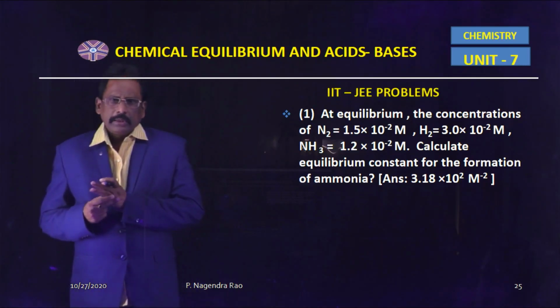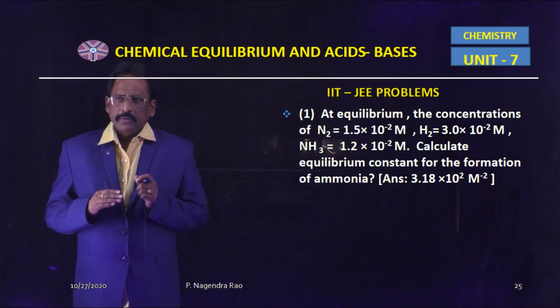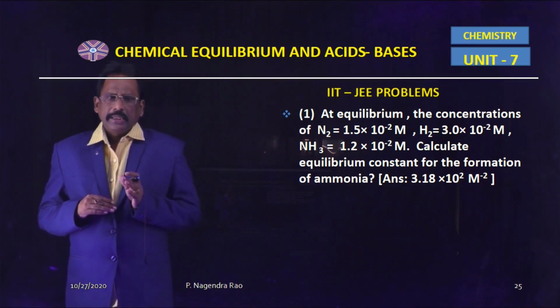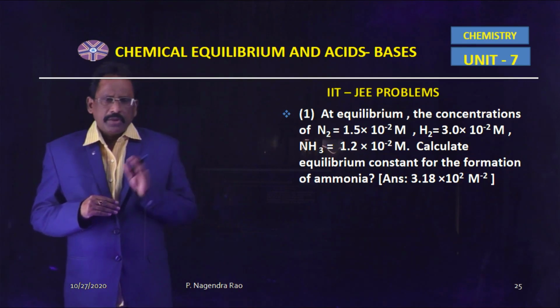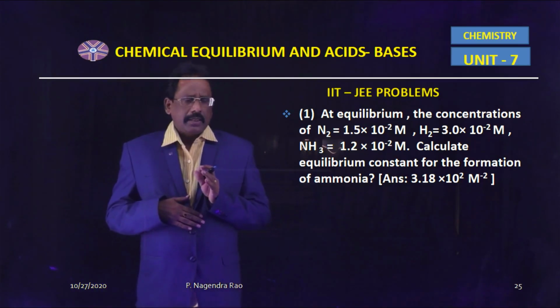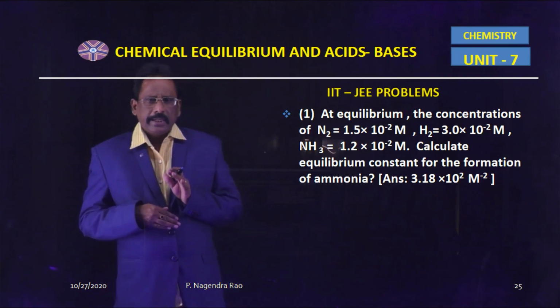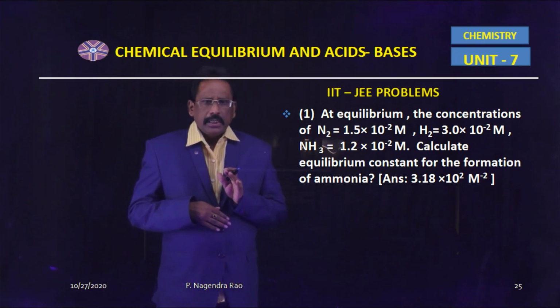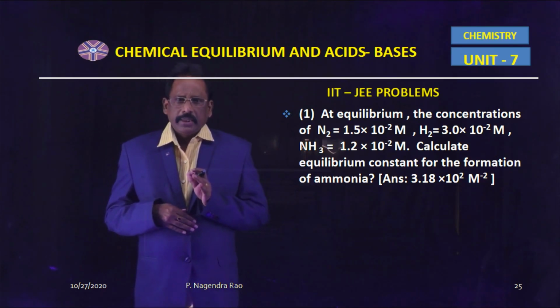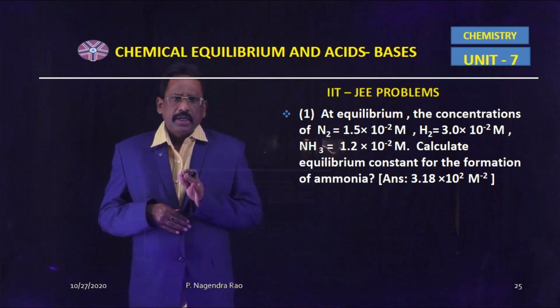Now the problems based on law of chemical equilibrium. The first problem: the concentrations of nitrogen, hydrogen and ammonia are given when the system is at dynamic equilibrium. Calculate the equilibrium constant for the formation of ammonia.